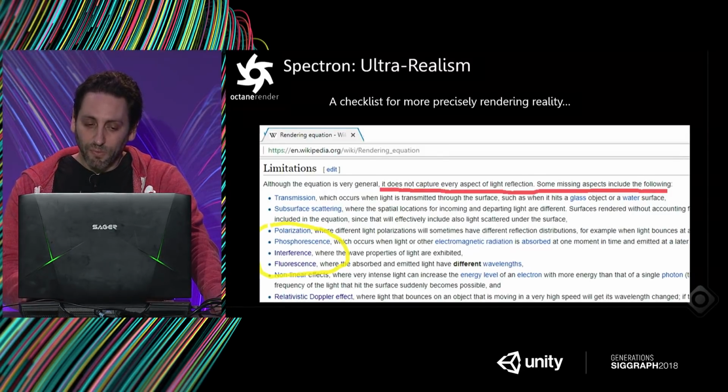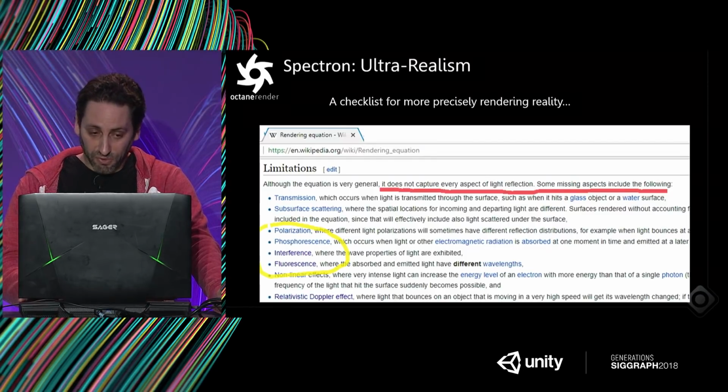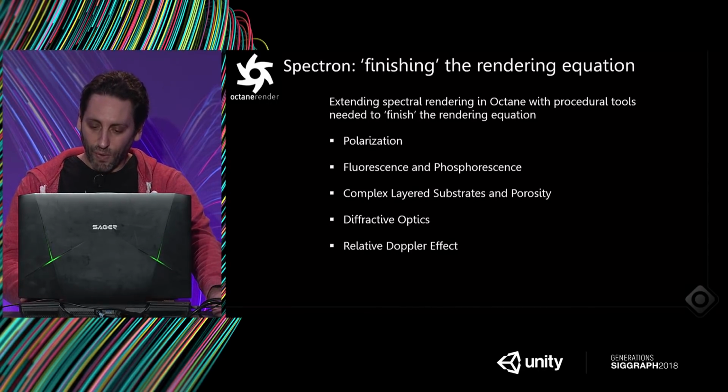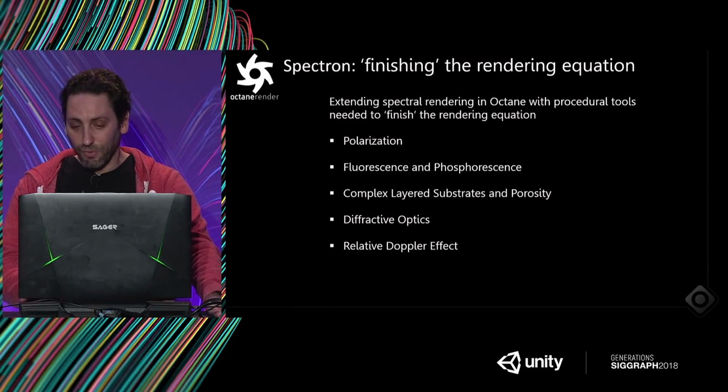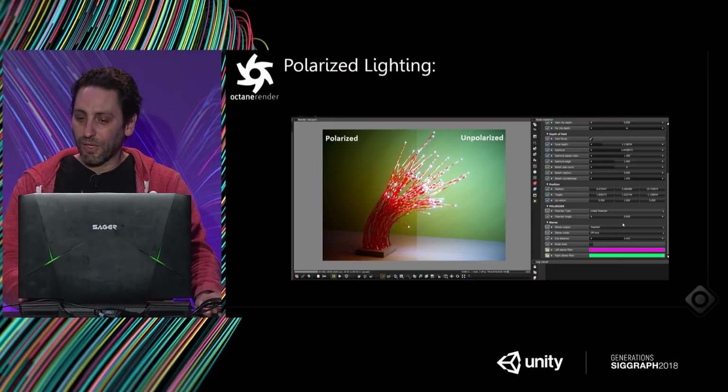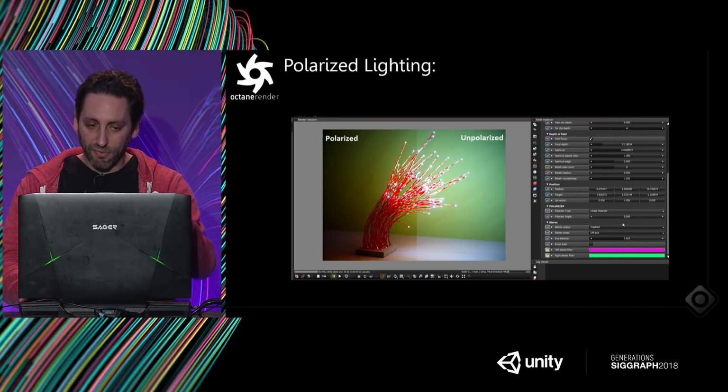So some of them have always been in Octane. We do have subsurface scattering and transmission, but things like polarization and fluorescence, substrates that, for example, define the boundaries between wet and dry surfaces, diffraction, which is very hard to render. These things are not necessarily in renderers, and they need to be if you're going to absolutely, with fidelity, render the real world.